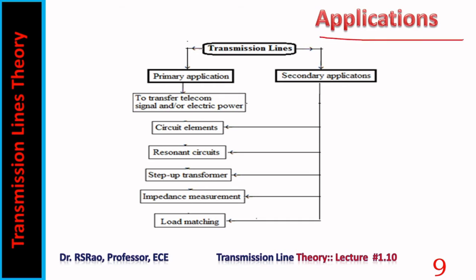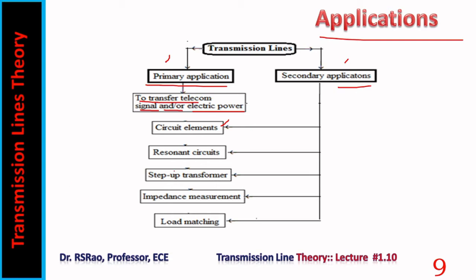Several applications are there for transmission lines. They can be broadly categorized into primary and secondary. The primary application is to transfer signal and/or electric power. Secondary applications: they are useful to simulate circuit elements. What are circuit elements? Resistance, capacitance, inductance, etc. They are useful to design circuit elements, particularly inductor and capacitor, that can work at high frequencies.